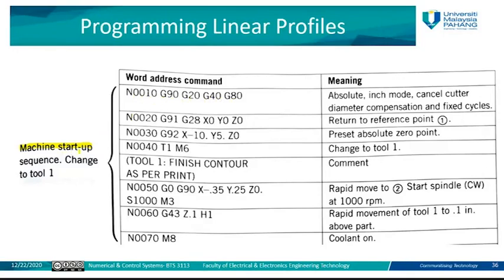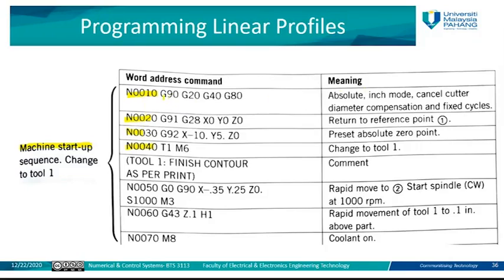The machine startup operation. As you can see here, this is the line number: N0010, N0020, N0030, and so on. If you don't write them, it's okay. But why do we need to write them? Because sometimes if you have an error, it's easy to follow, easy to go back to line number 10, easy to go back to line number 30, and so on.